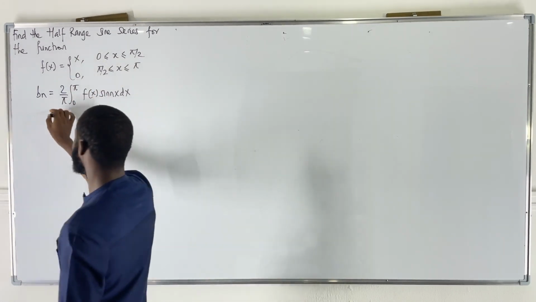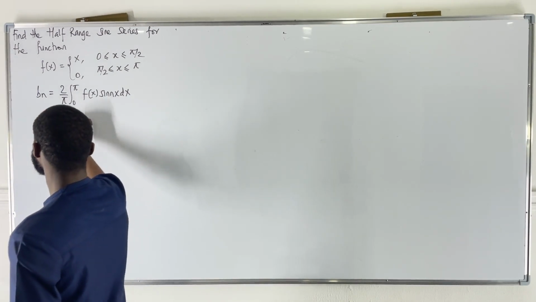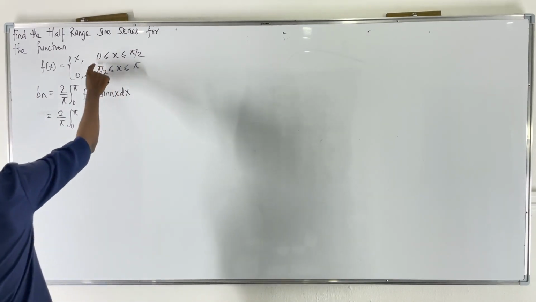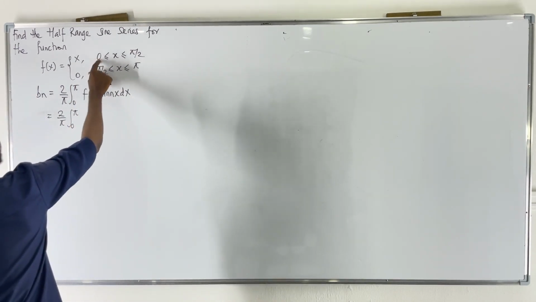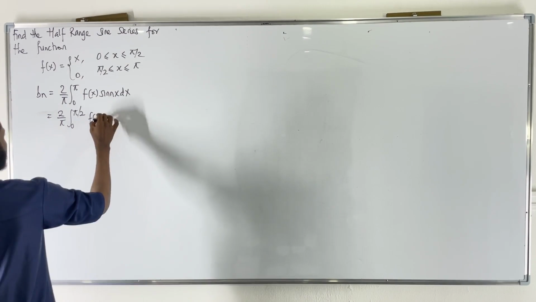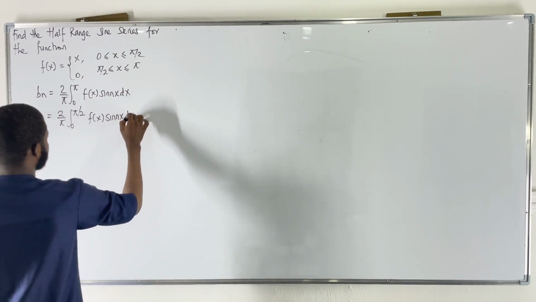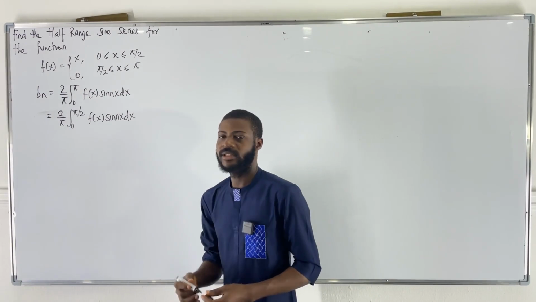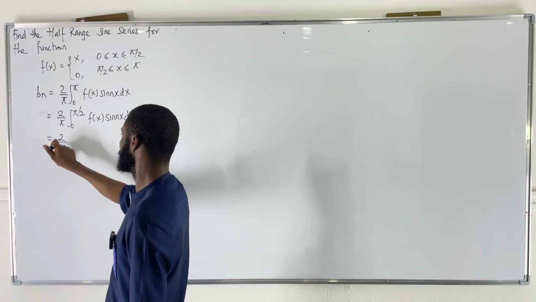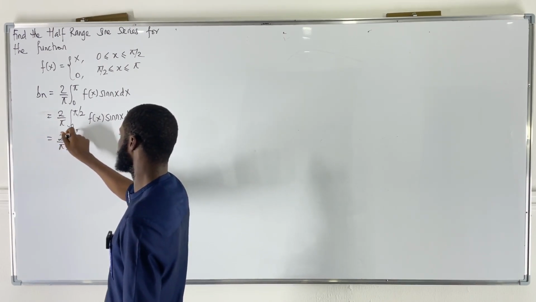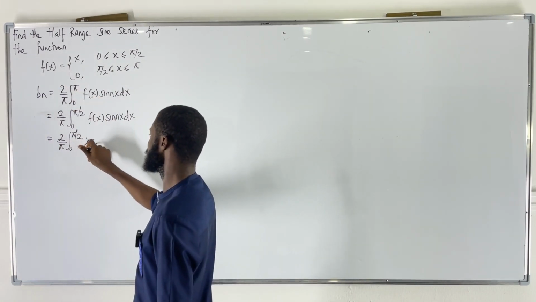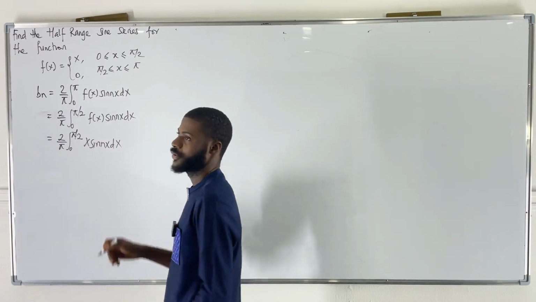So this will be 2 over pi, integral from 0 to pi. Now, since we're only using this one, we're going to say integral from 0 to pi over 2, then f of x sine nx dx. So this will become 2 over pi, integral from 0 to pi over 2. Now, f of x at this point is x. So this is x sine nx dx.